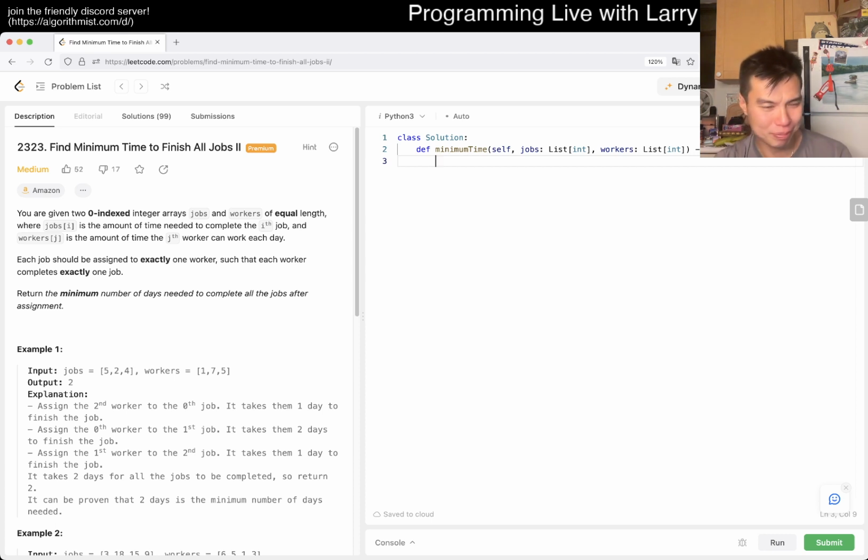Anyway, you're given two zero-indexed integer arrays, jobs and workers, of equal length, where jobs[i] is the amount of time needed to complete the ith job, and workers[j] is the amount of time the jth worker can work each day. Each job can be assigned to one worker such that each worker completes exactly one job.